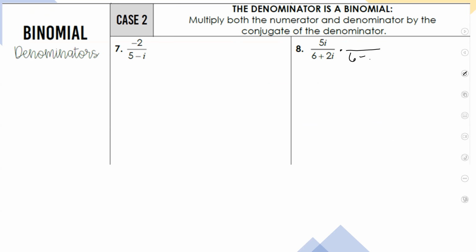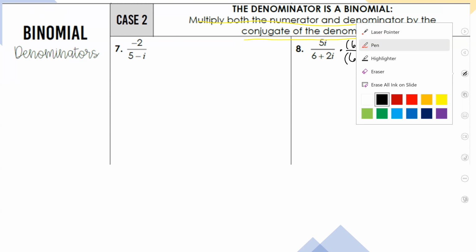So guys, what is the complex conjugate of the denominator here? 6 minus 2i would be the complex conjugate. Because look at our notes. It says multiply both the numerator and the denominator by the conjugate of the denominator. So this is the conjugate of the denominator, and I'm going to multiply both the numerator and the denominator by it. Okay, so now let's multiply it out.